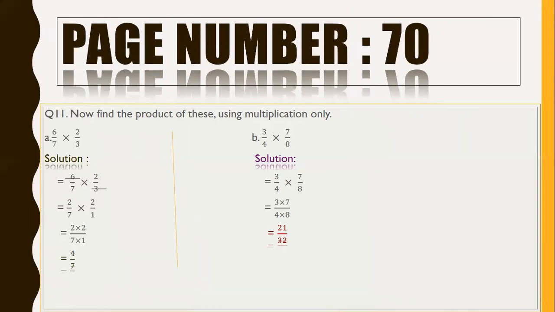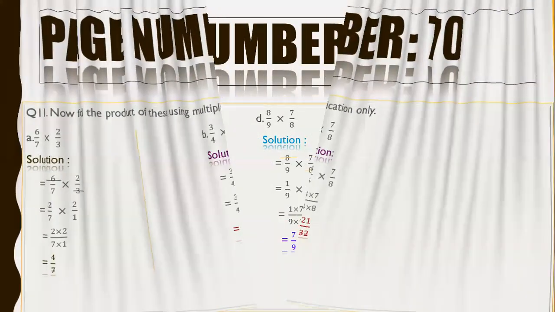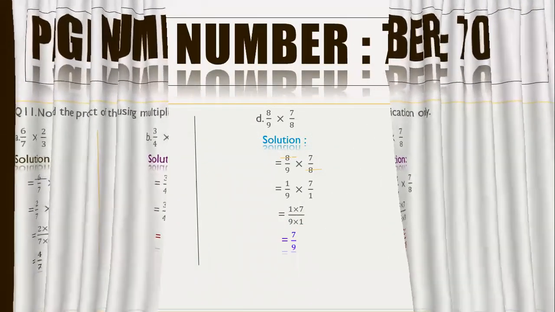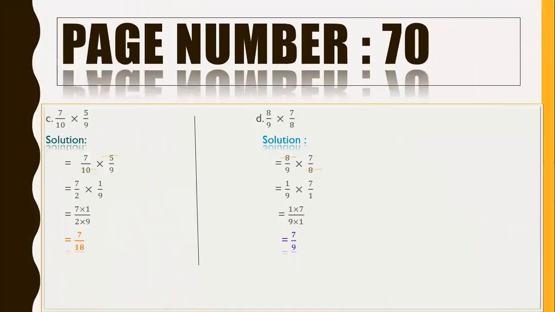Yes, now come to part C. 7 over 10 multiply 5 over 9. Can we cancel any term over here? Yes, good. 5 and 10, because 5 is in the numerator and 10 is in the denominator. So we can cancel 5 with 10.